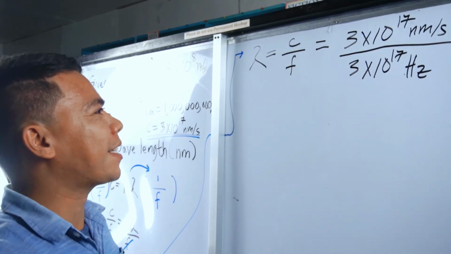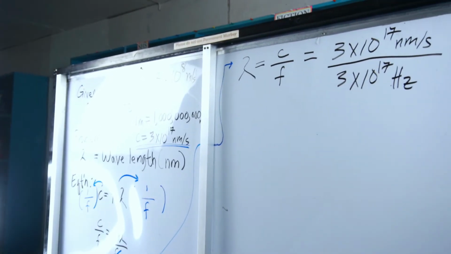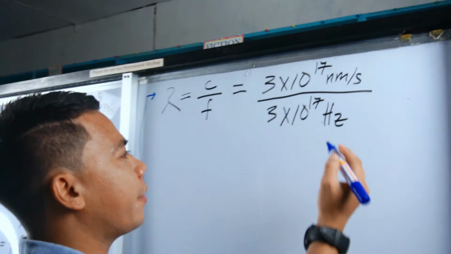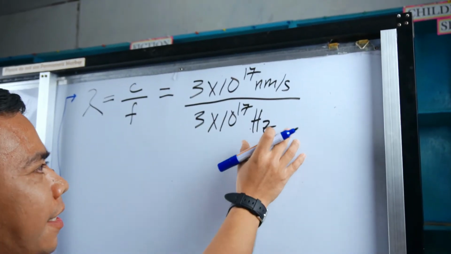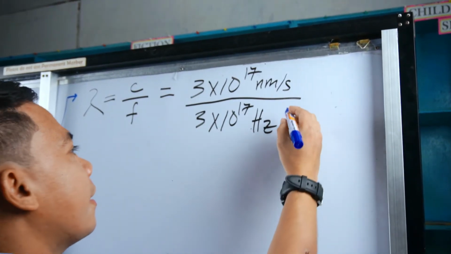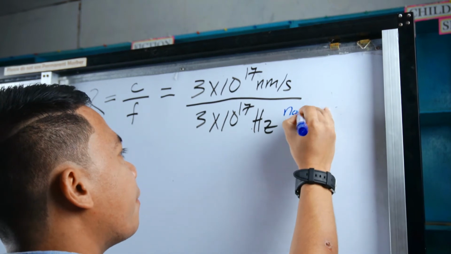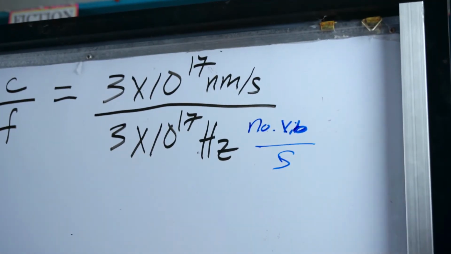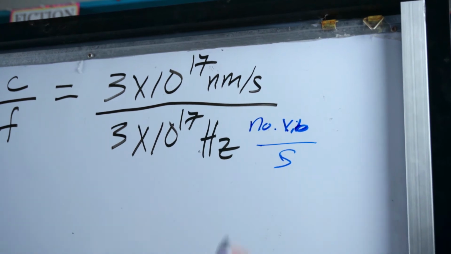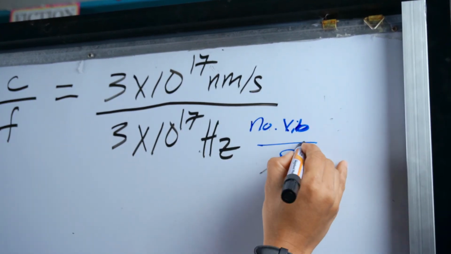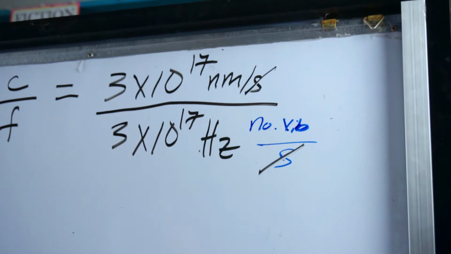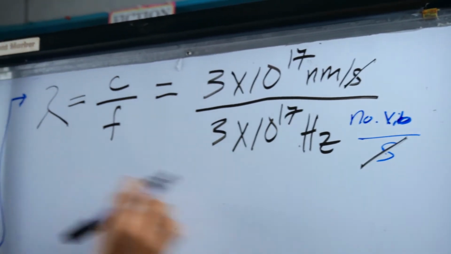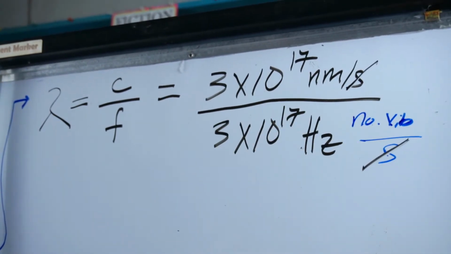Okay, so input it in the calculator. By the way, we're going to cancel that again. Hertz is number of vibrations per second. So hertz is number of vibrations per second, so cancel out. Since the unit of wavelength is in nanometer.